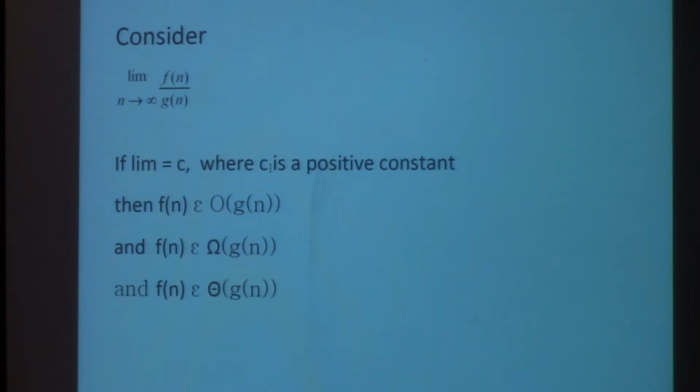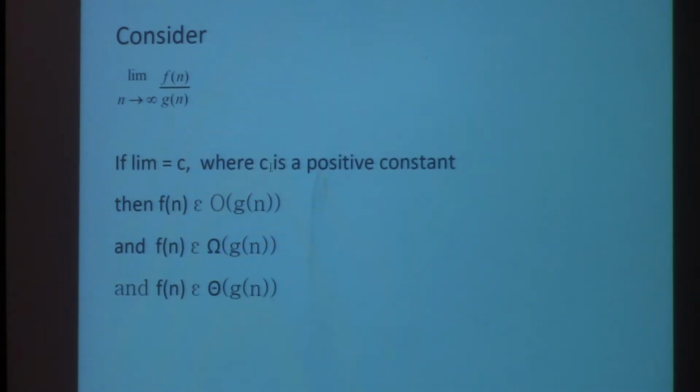Okay, so let's say the limit of the ratio of the two functions goes to a constant. In that case, we can say that f of n is big O of g of n because it's growing proportional or slower. And f of n is big omega of g of n because it's growing proportional or faster. And then this is the best one to say: f of n is theta of g of n, proportional to g of n. This is the best. These are also true.